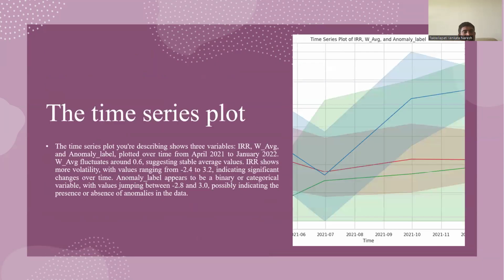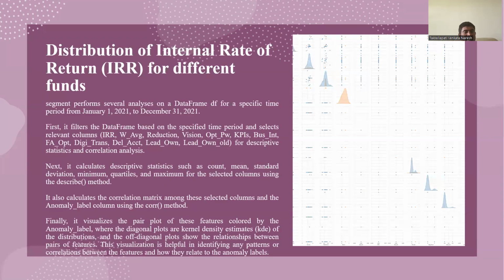Next, it calculates distributive statistics such as count, mean, standard deviation, minimum, quartiles, and maximum for the selected columns using the described method. It also calculates the correlation matrix among the selected columns and the anomaly label column using the correlation method.